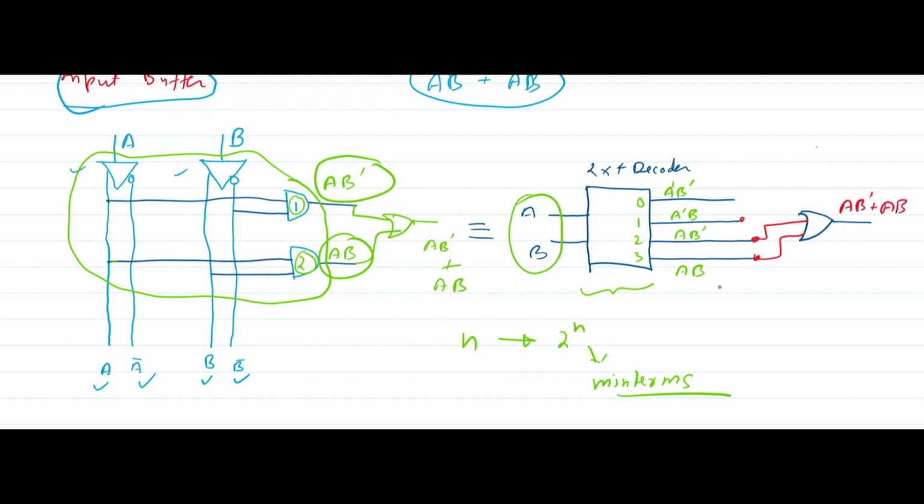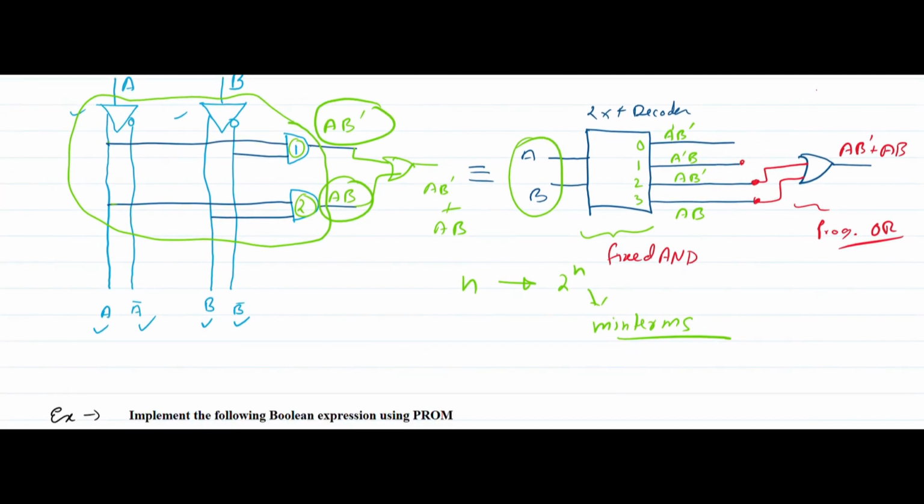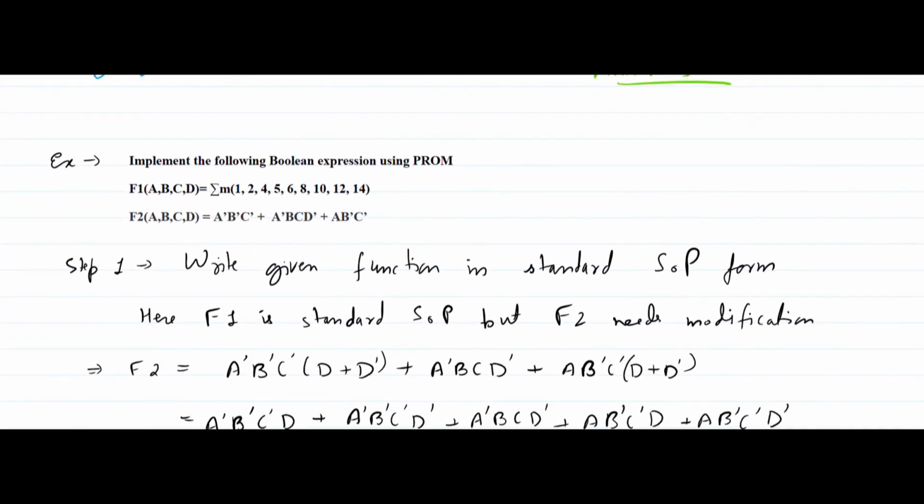So this is the way we implement any function using ROM, that is, fixed AND. This decoder is representing the fixed AND, followed by the programmable OR gate. Now I will see an example to explain in a better way.